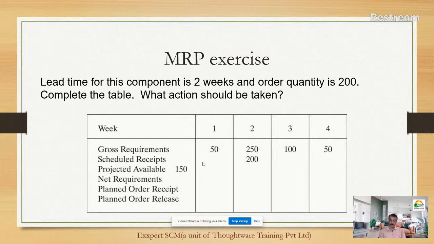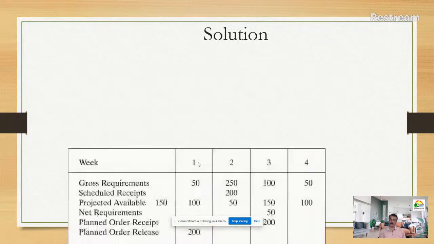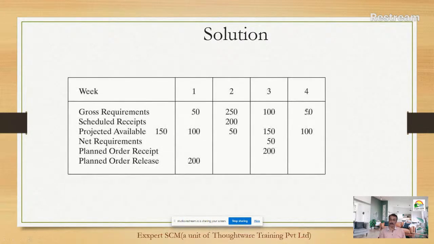Milesh says to be delivered in week 3. I am waiting for answer from any other participants. If you are able to solve simple exercise, that will help. Okay, Mike says 200 is the quantity. Okay, we will see the answer solution to this problem.